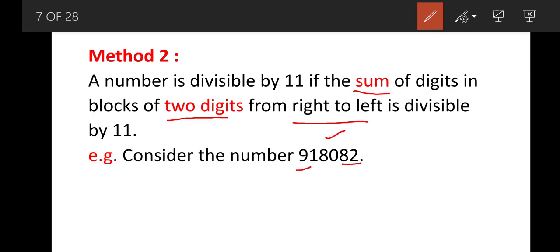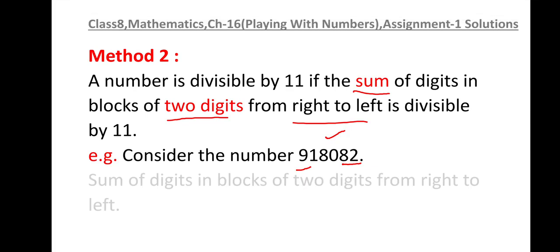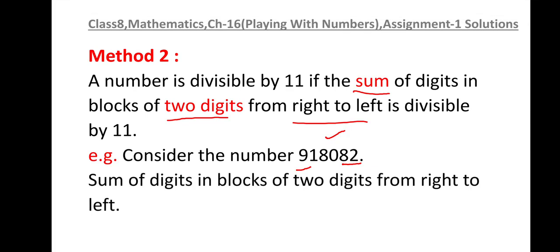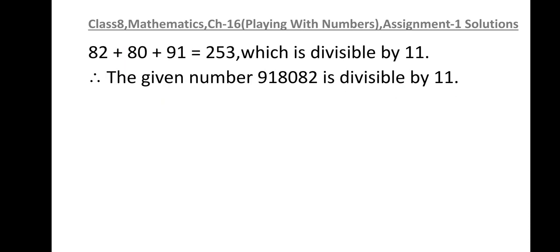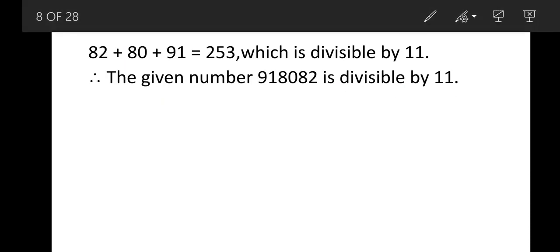You need to add all these, and if their sum is divisible by 11, that means the number is divisible by 11. So the sum of the blocks of 2 digits from right to left is 82 plus 80 plus 91, which is equal to 253, which is divisible by 11. So the given number is divisible by 11. I hope the divisibility tests by 7 and 11 are now clear to you. Using these concepts, you are supposed to solve the questions of divisibility by 7 and 11.